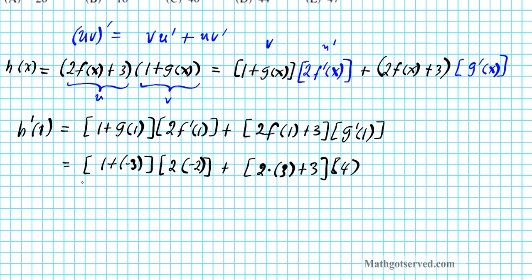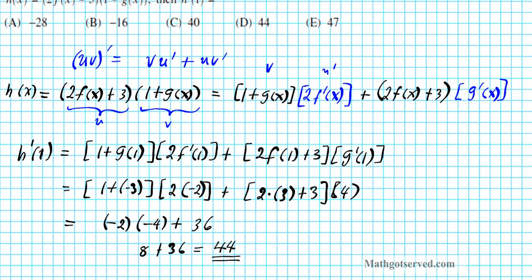And then just use order of operations to simplify this. We have negative 2 times negative 4 plus 2 times 3 is 6. 6 plus 3 is 9. 9 times 4 is 36. And then minus 2 minus 4 is positive 8 plus 36 is 44. There is your final answer. Option letter D. Okay, so that's that.